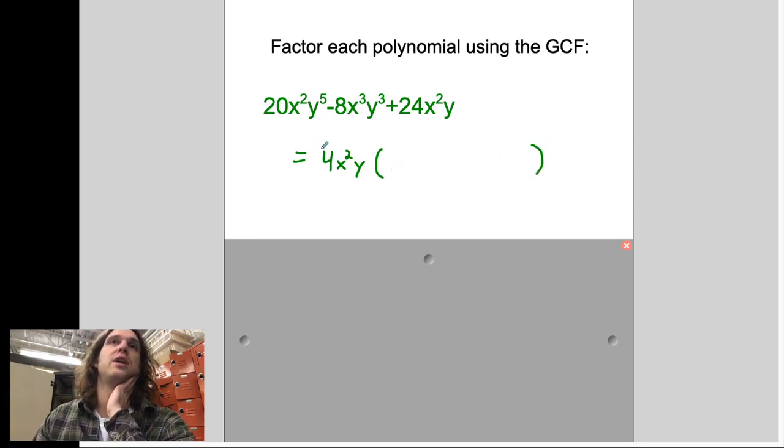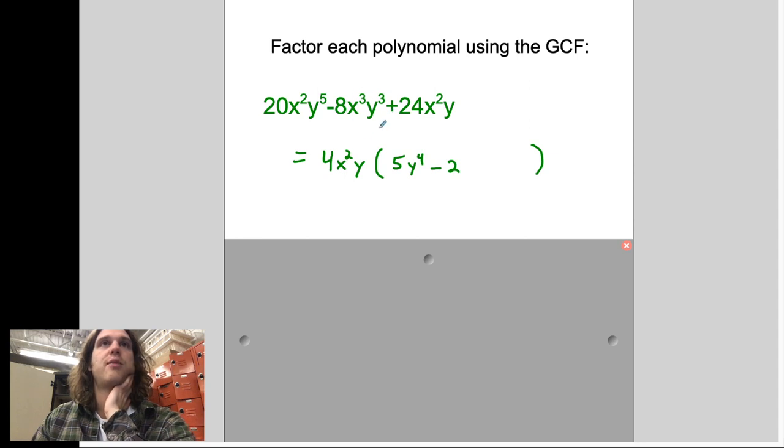We are undoing the distributive property. The distributive property is multiplication, so we're really dividing. 20 divided by 4 is 5. I pulled out 2 x's. This has 2 x's, so they go away. I pulled out 1 y, so there are 4 y's remaining. Minus 8 divided by 4 is minus 2.